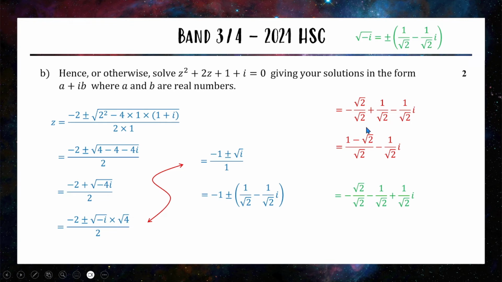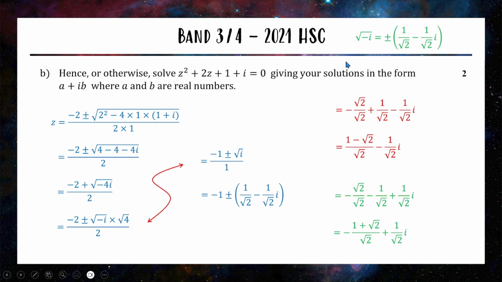The second one using the minus, and once again writing minus 1 as minus root 2 over 2. Combining these two terms together, we'll get a negative out the front of 1 plus root 2 on the top, root 2 on the bottom, and the imaginary part is now positive. Okay, so that line there in red and that line there in green are our two final answers to get us 2 out of 2 marks from this 2021 HSC question.